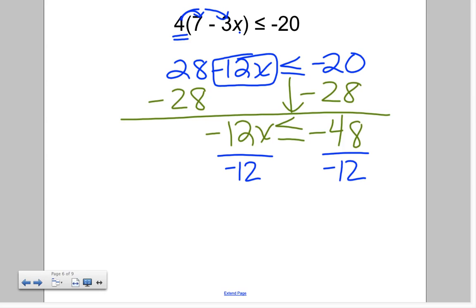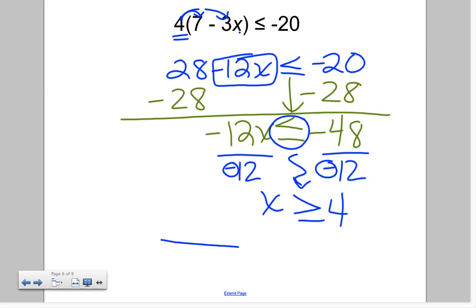What's the answer? Gia? X is greater than or equal to 4. If you notice, she actually flipped this based on the fact she divided by a negative number. And when you divide by a negative number, we also want the opposite of the inequality sign. So what's negative 48 divided by negative 12? Gia said positive 4. Everyone agree with Gia? Yeah. If you do not, you might want to ask a question.